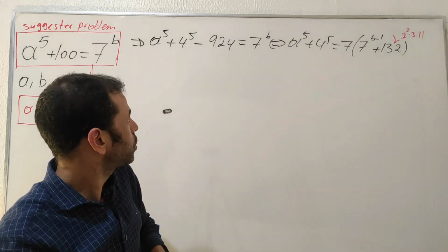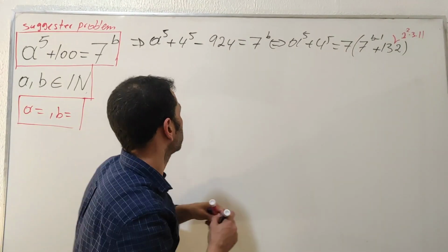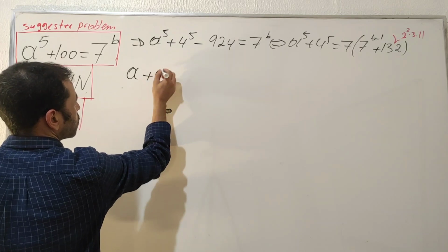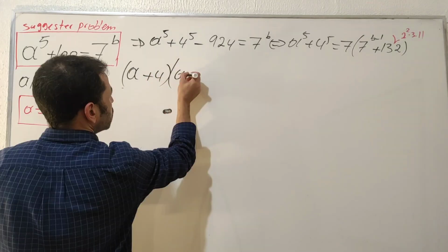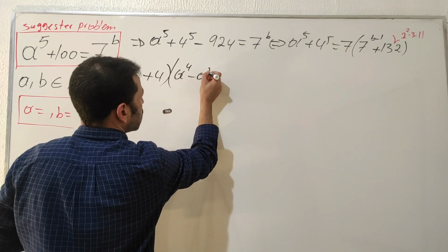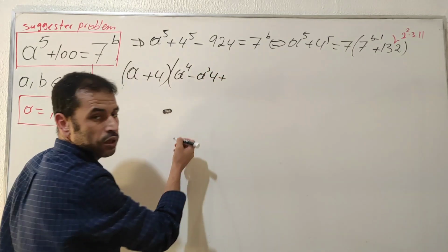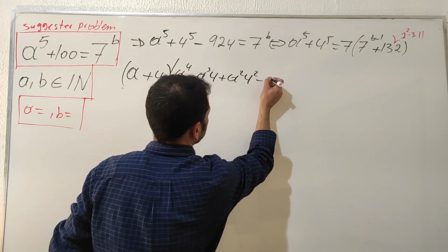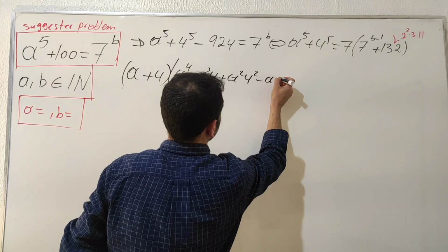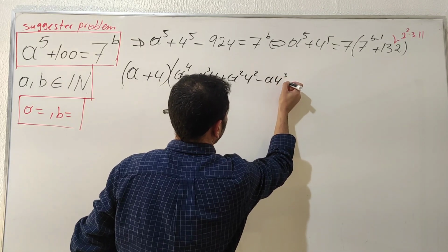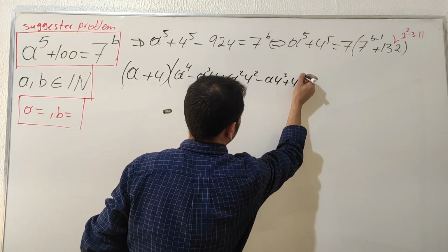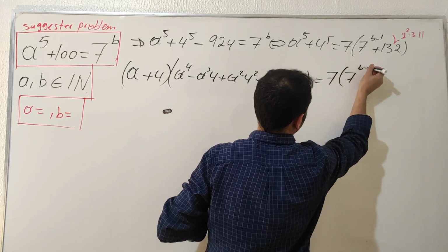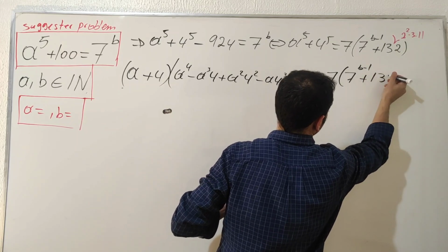So now let's notice here, let's factor out this one. This one is the same as a plus 4 times (a to the 4th minus a cubed times 4 plus a squared times 4 squared minus a times 4 to the 3 power plus the last term, which is 4 to the 4th), which equals this one, 7 times (7 to the b minus 1 plus 132).